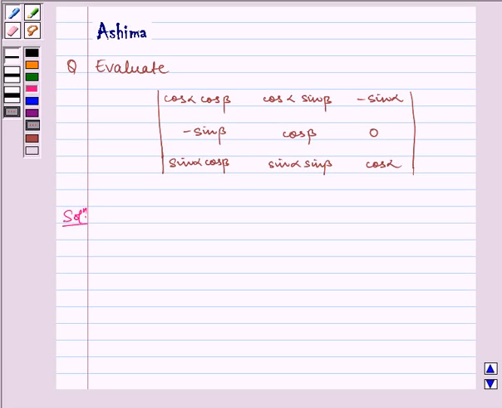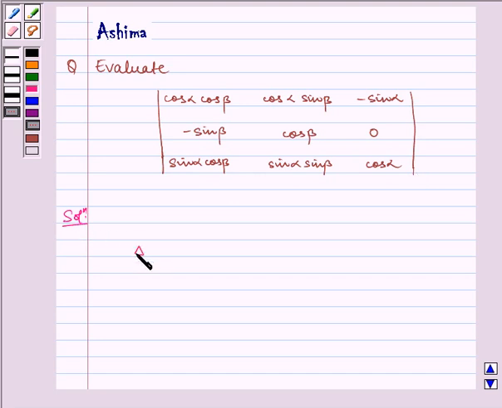Let us understand the following problem today. Evaluate the determinant with elements cos alpha cos beta, cos alpha sin beta, minus sin alpha; minus sin beta, cos beta, 0; sin alpha cos beta, sin alpha sin beta, and cos alpha. Now let us write the solution.